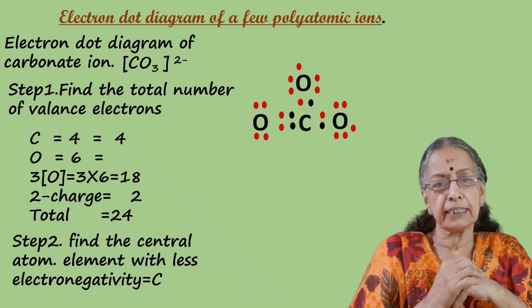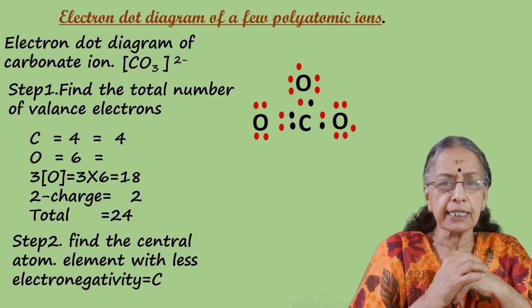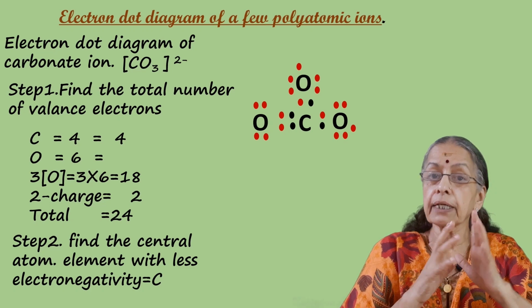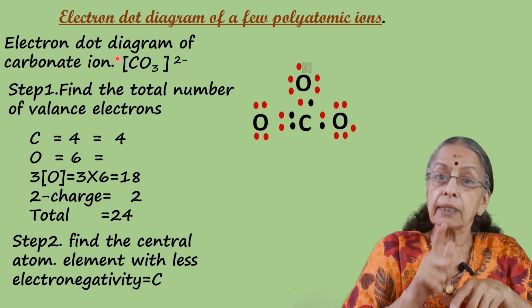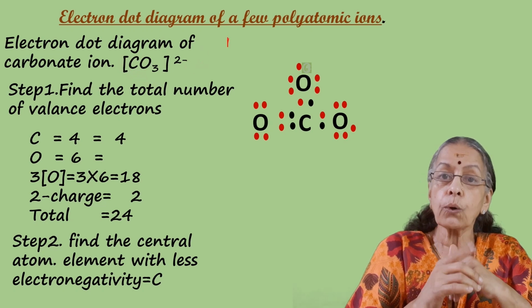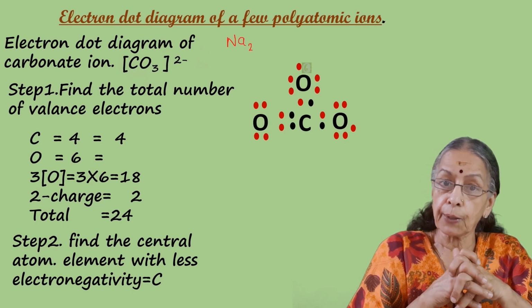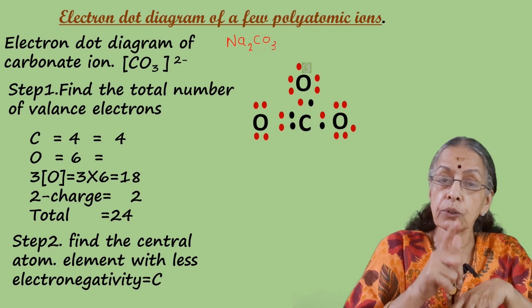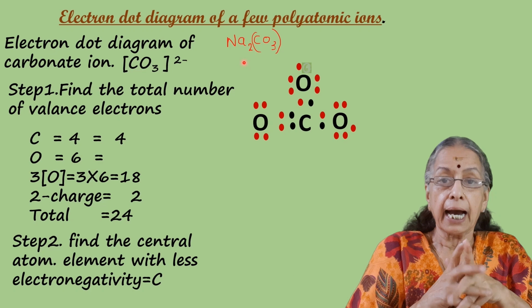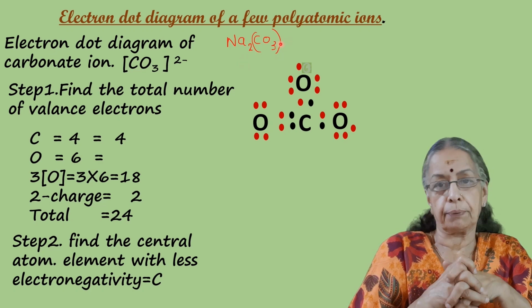If you have any difficulty in understanding this, I will explain. This is an ion. Consider an ionic compound molecule with carbonate ion in it. Say for example, sodium carbonate. Its formula is Na2CO3. There are 2 sodium atoms and 1 carbonate group in it.